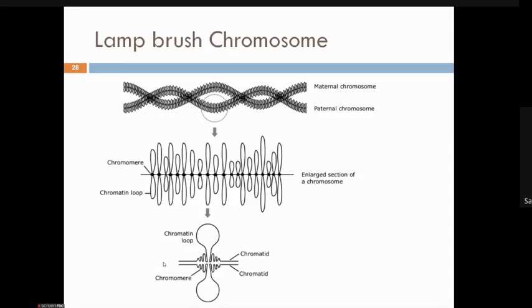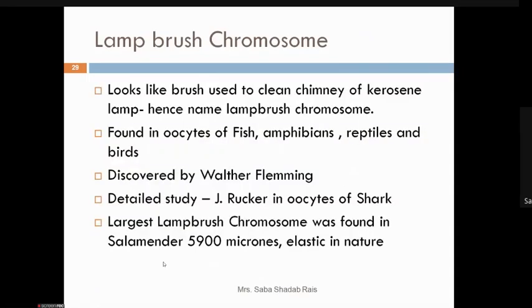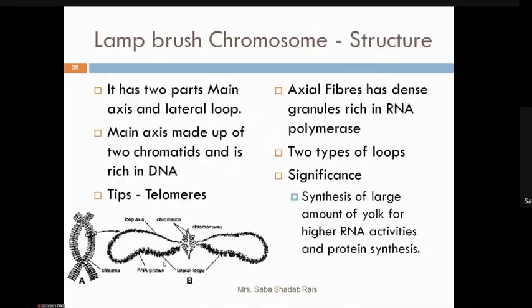Then thereafter we learned about the lampbrush chromosome, which is usually found in oocytes. We have learned its structure, that it has two axes, the main axis and the loop axis, and the tips do not have loops. They just act as telomeres, and these loops are of two types. As for significance, we have learned that it is required for the large amount of synthesis of yolk in the oocytes, for higher RNA activity as well as protein synthesis. So at this note, we'll stop now.